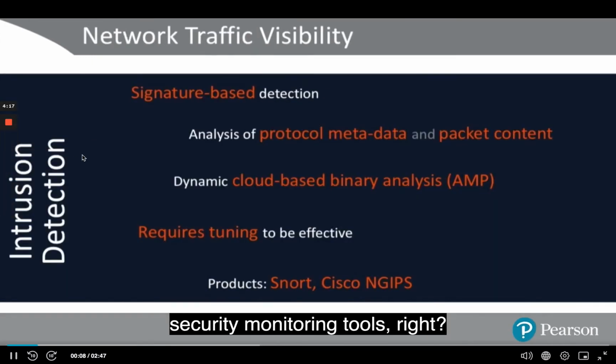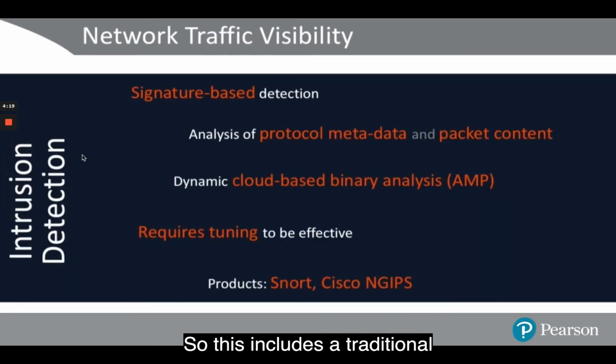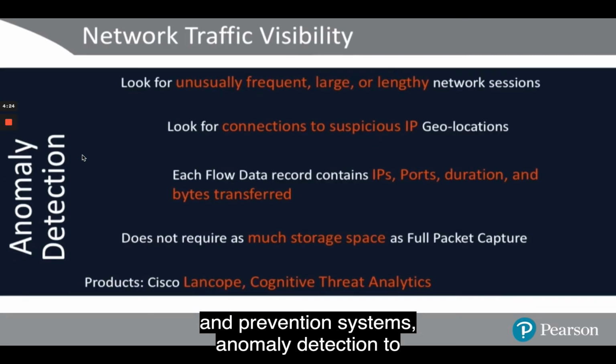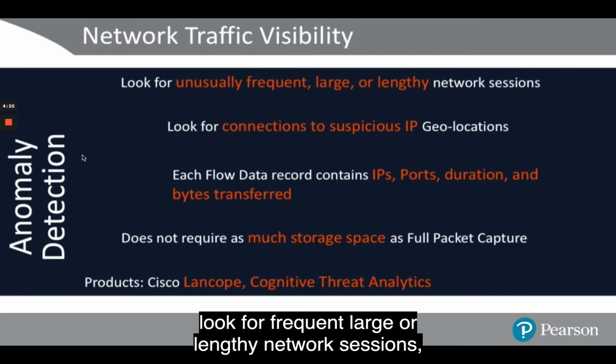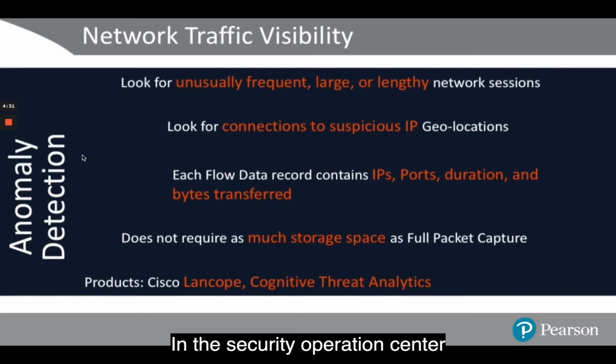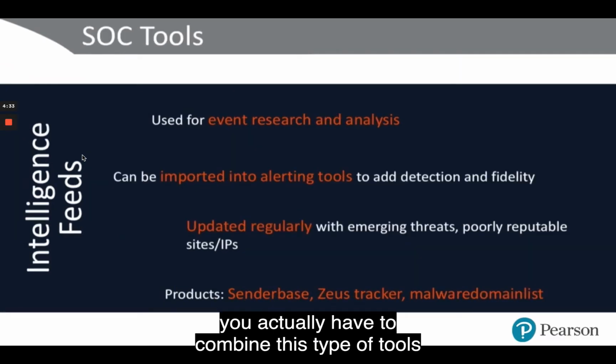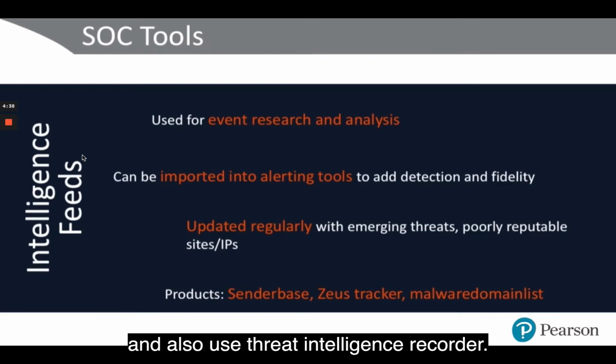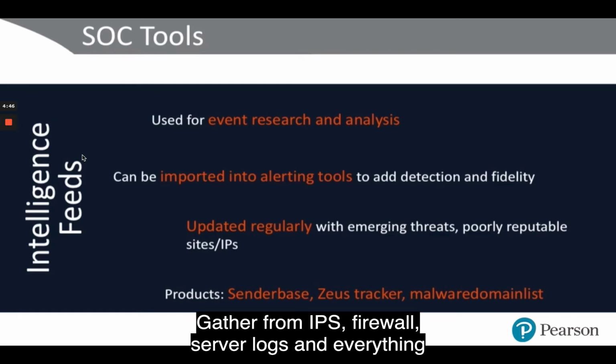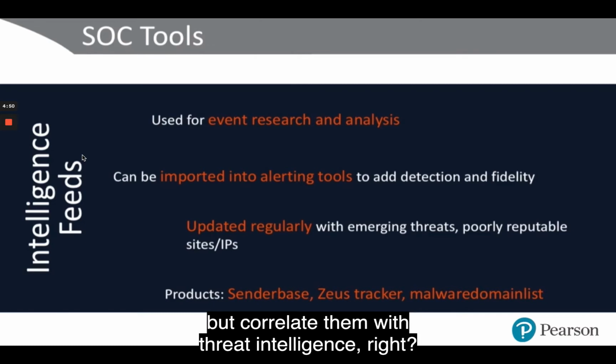You need security monitoring tools, right? So this includes traditional and next generation intrusion detection and prevention systems, anomaly detection to look for frequent, large or lengthy network sessions, and many more, right? In the Security Operations Center, you actually have to combine this type of tools and also use threat intelligence. So combine the telemetry information gathered from IPS, firewall, server logs, and everything, but correlate them with threat intelligence, right?